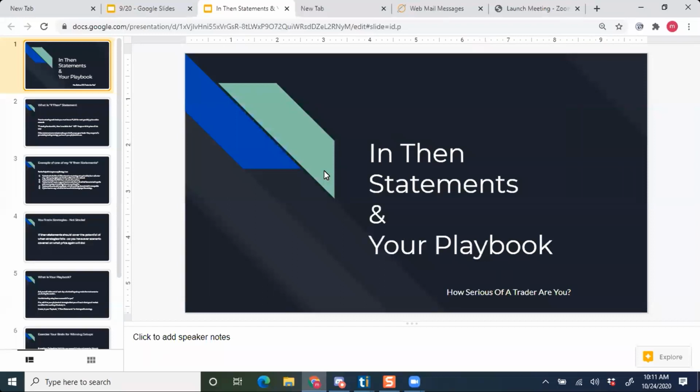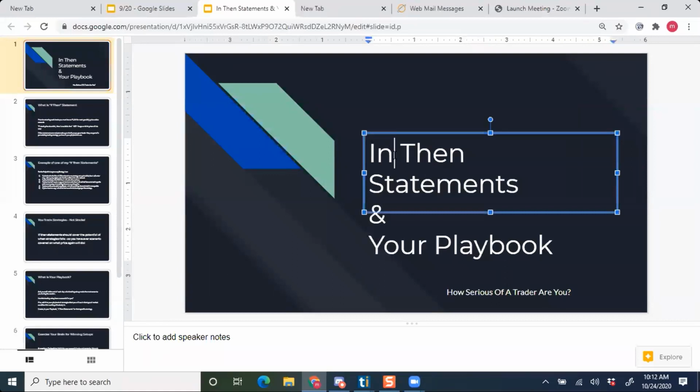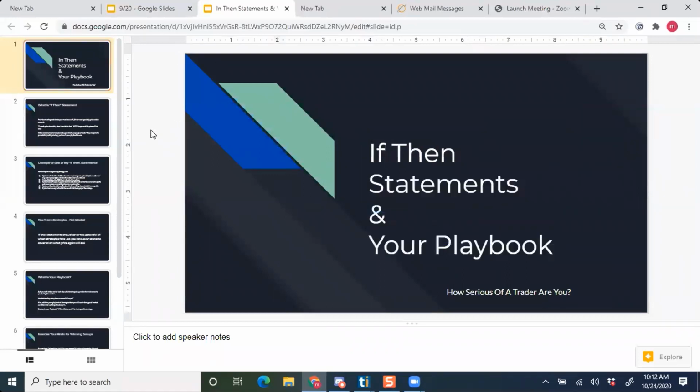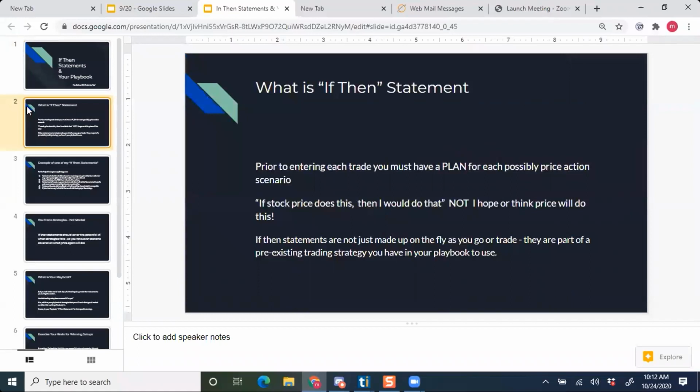But let's talk a little bit about if then statements. And if you look on the screen, I actually had it typed wrong. There you go. If then statements and your playbook. How serious of a trader are you? Okay, so let's really discuss what exactly an if then statement is.